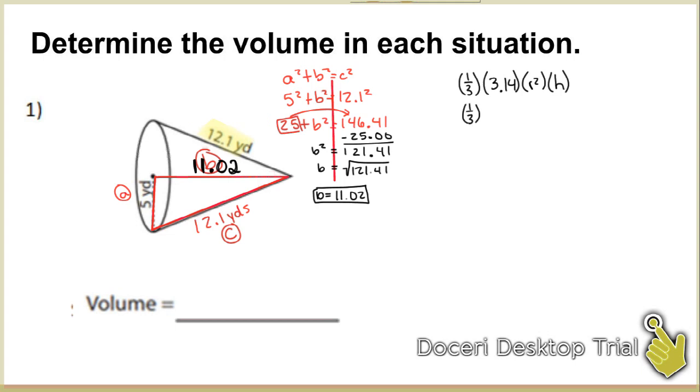So 1/3, 3 and 14 hundredths. Our radius we said is 5, so 5 squared, times the height, which we figured out through Pythagorean theorem, was 11 and 2 hundredths. From there, I'm just multiplying things out, and we should have ended up with 288 and 4/10 yards cubed. Got to make sure we have our label. So for number one, the volume of this cone after our Pythagorean theorem was 288 and 4/10 yards cubed.